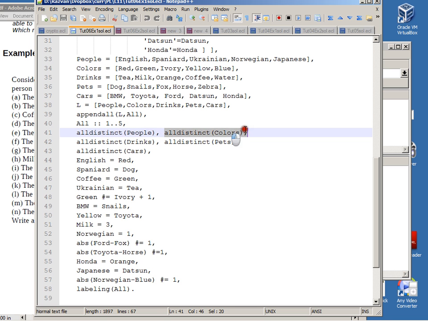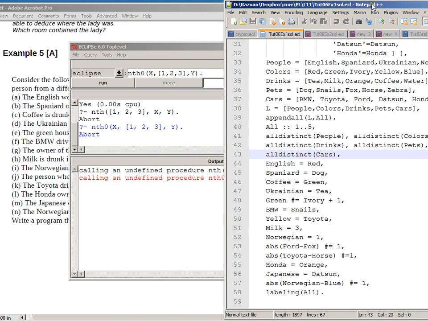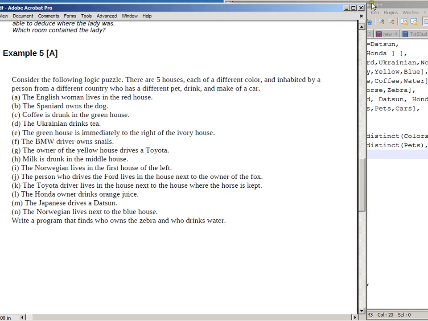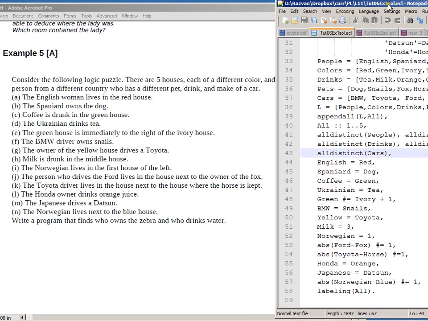Also, each house has a separate, distinct color. So we say that all of them are distinct. There are 5 colors, notice, and 5 people, and then we have 5 houses from 1 to 5, so they will fit just nice. Same for drinks, same for pets, same for cars. And now we have the setup. We have set up the entire problem. So we can start encoding the constraints.